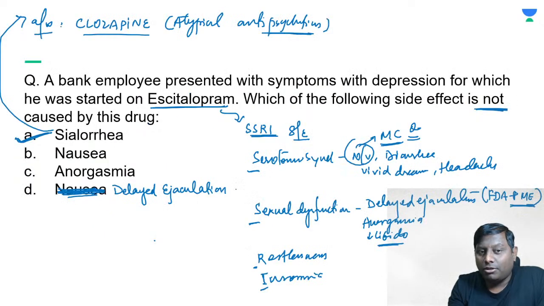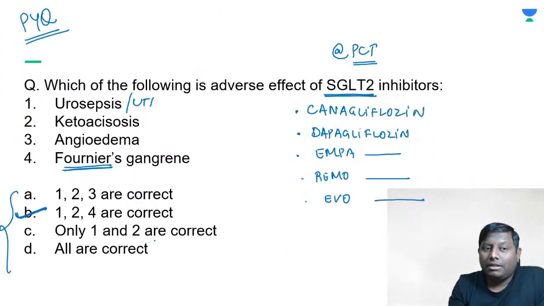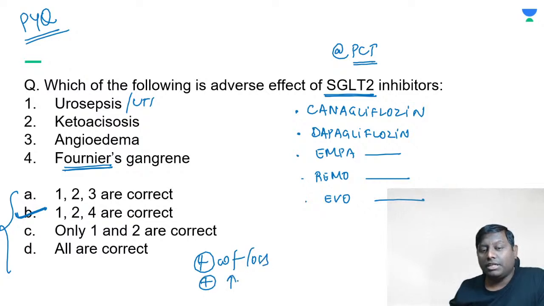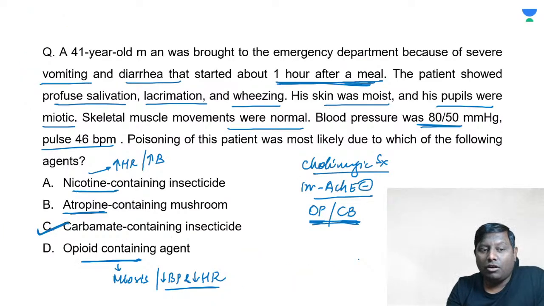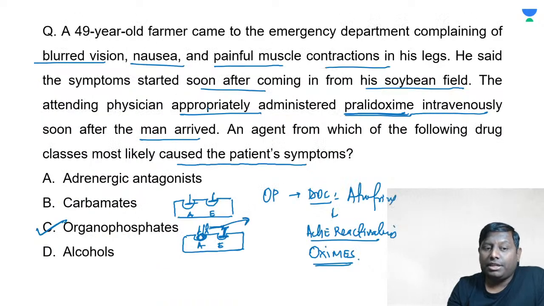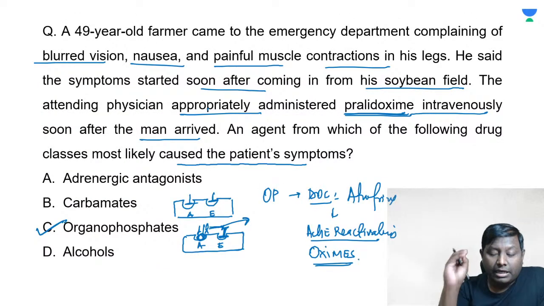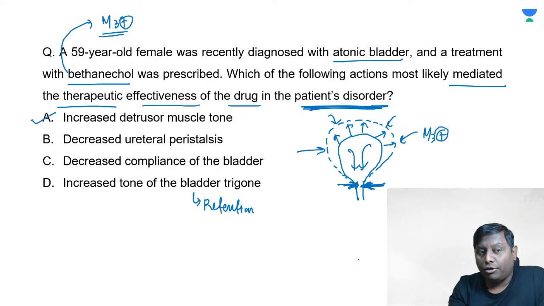Like this was one question about a bank employee about escitalopram. Then I've also discussed about a patient who received SGLT2 inhibitor. Remember, in addition to causing another side effect like weight loss, it also causes an increase in the risk of fracture, right? I also gave you a case-based scenario of carbamate poisoning. I gave you organophosphate poisoning, and I also taught you how organophosphate can be differentiated from the carbamate poisoning.